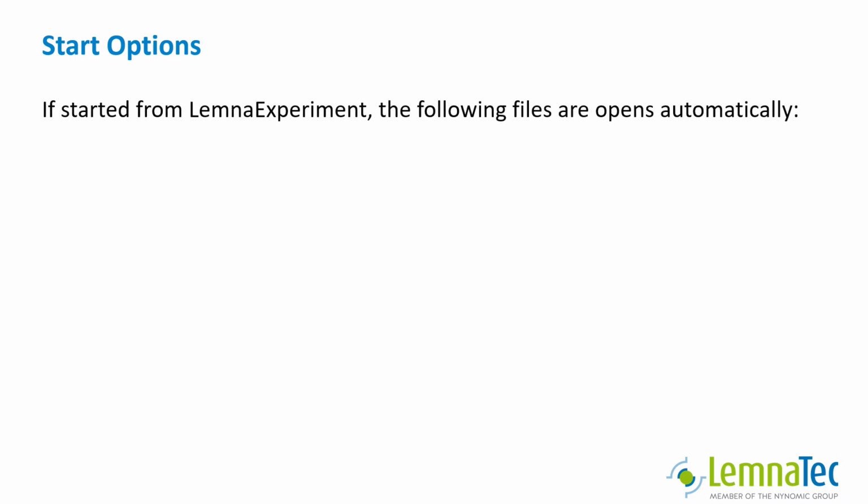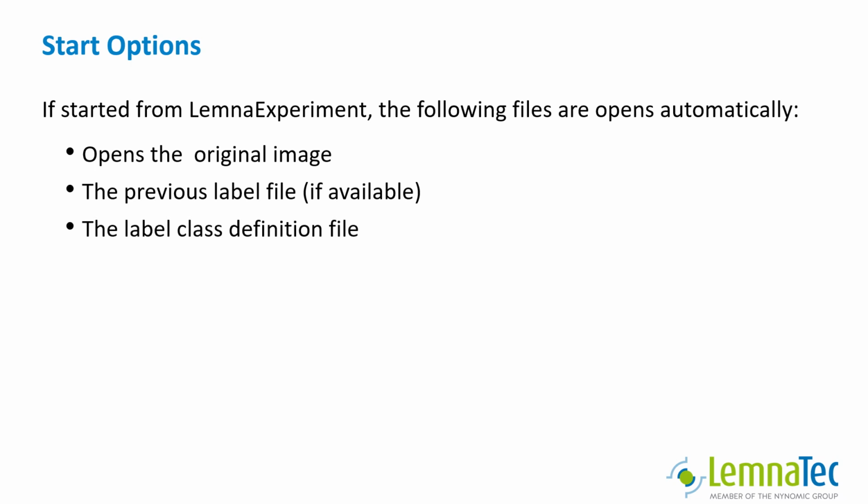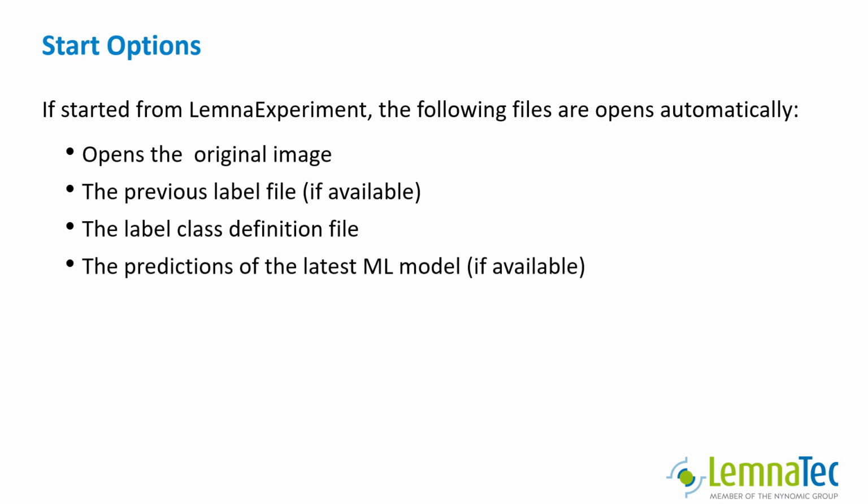If you started from Lemna Experiment, it will automatically open the right image to be labeled, open the previous labels for the same image created for the same machine learning model, automatically select the matching label class definition file if you made any changes there, automatically load the predictions of the latest machine learning model created with this and other label files. And it selects the right output destination for the label file.